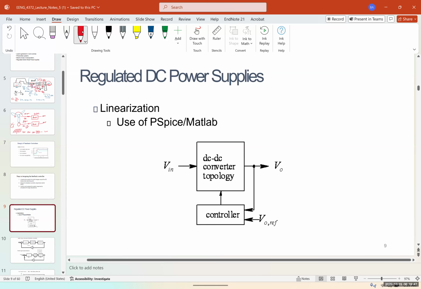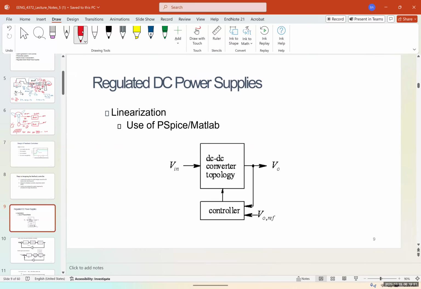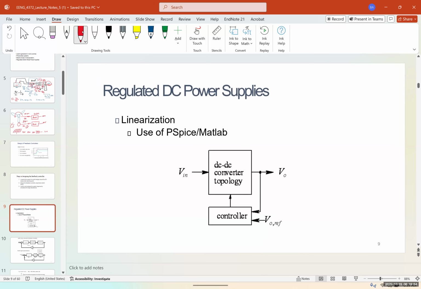Now, this is a graph of a regulated DC power supply, and we can use a simulating tool. As I mentioned, it's better for you to just get familiar with them. We're using PSpice, MATLAB, any other simulation tools.